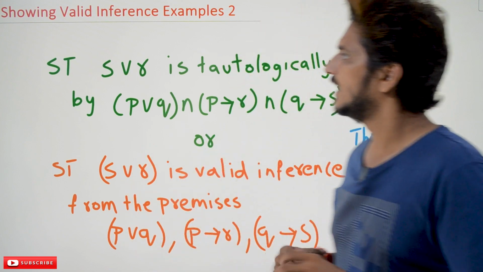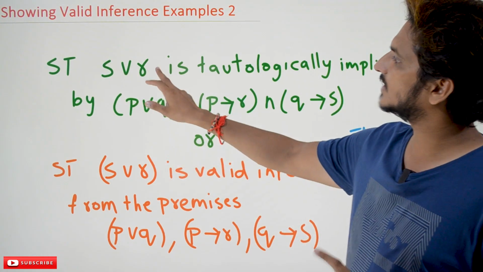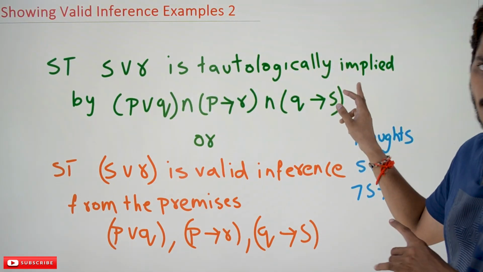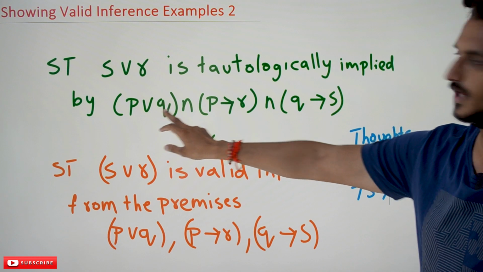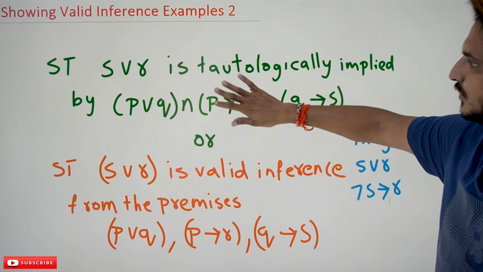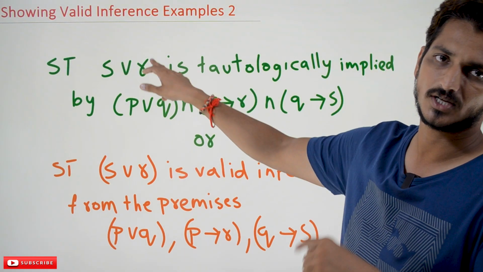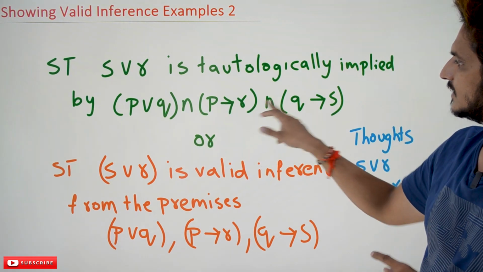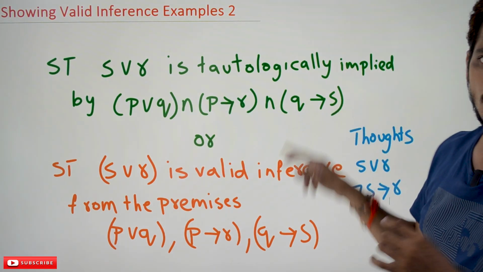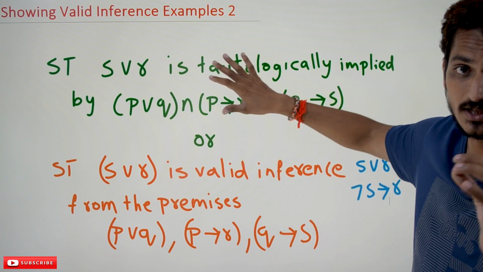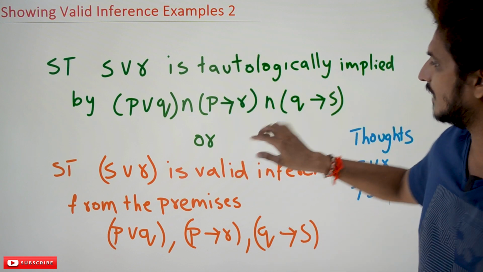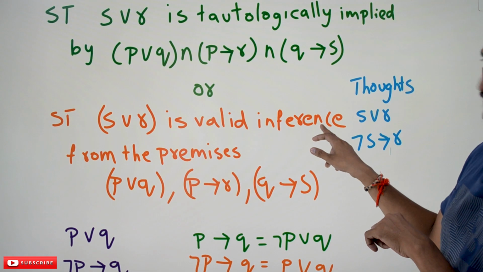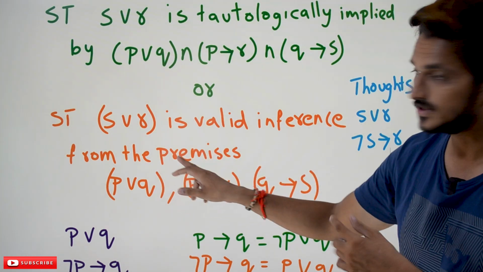Coming to today's class, let's take this example. We need to show that S disjunction R is tautologically implied by the given proposition. Means this proposition tautologically implies S disjunction R. What is this proposition? P disjunction Q conjunction P implies R conjunction Q implies S. So you need to understand this question is the same as: show that S disjunction R is a valid inference from the premises, means from the propositions.